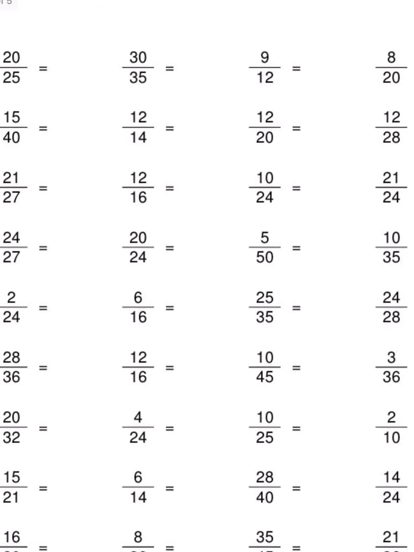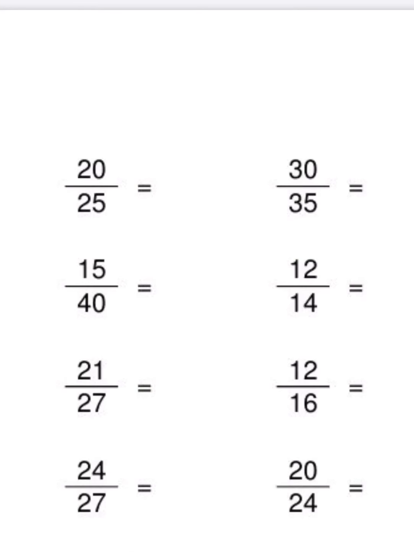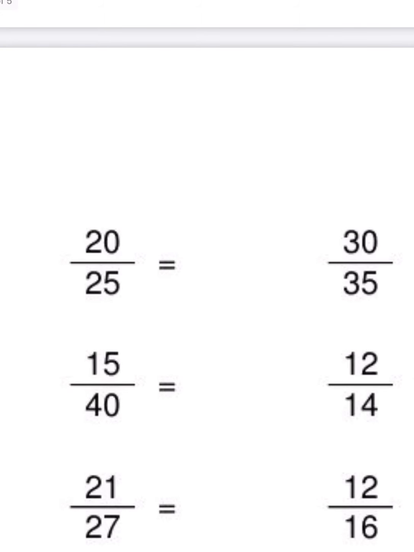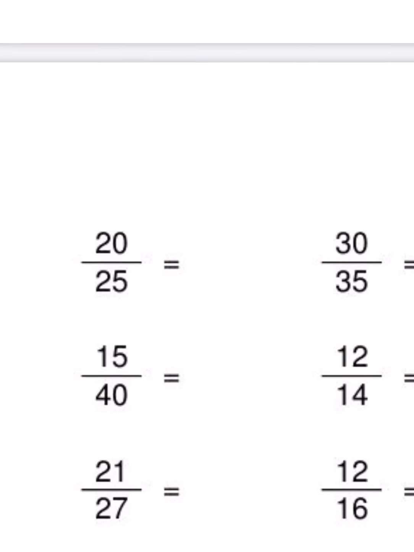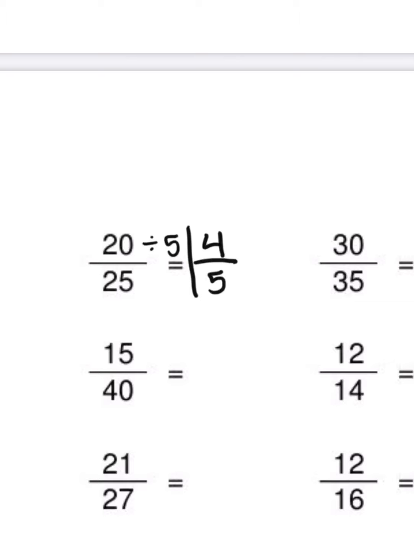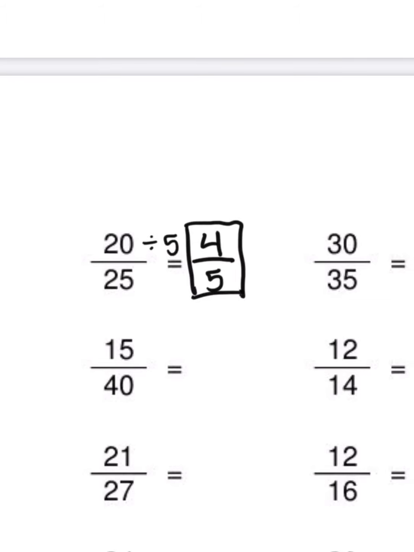Okay, now the last page, I think it's asking you to simplify these fractions again. So in order to do that, you would, like before, find the greatest common factor, and in this case, it would be 5, I believe. So 20 divided by 5 is 4, and 25 divided by 5 is 5. So your answer would be 4 over 5.